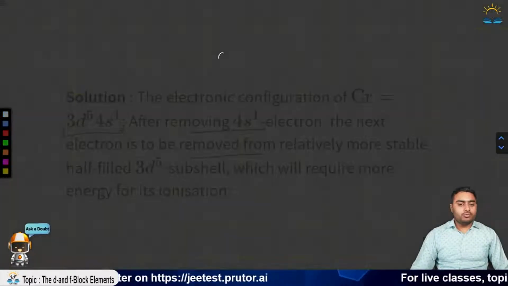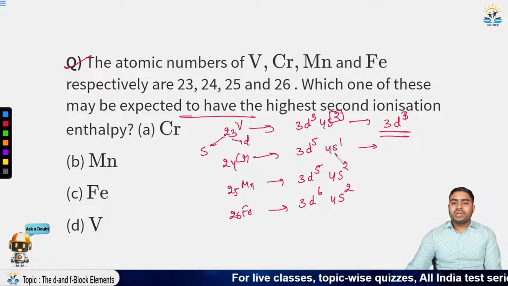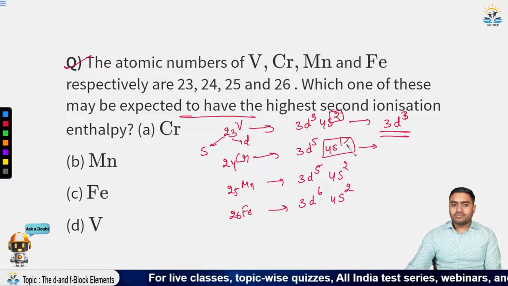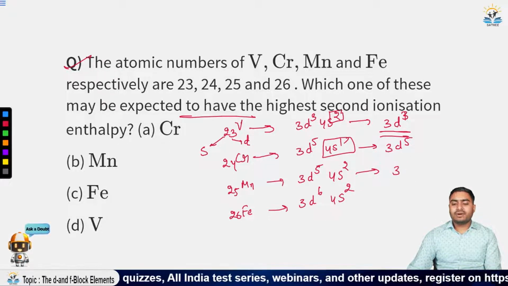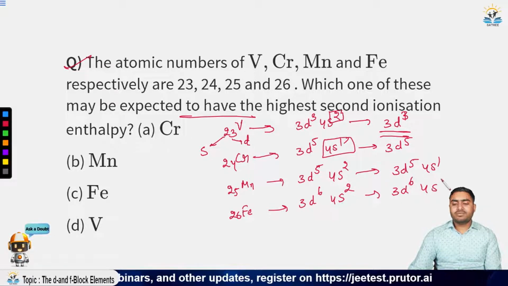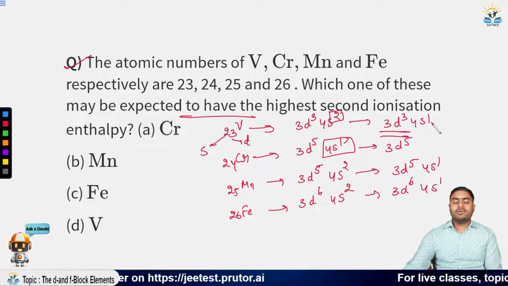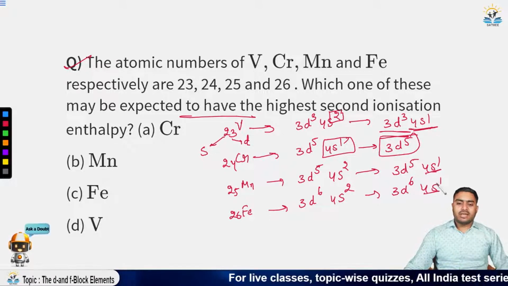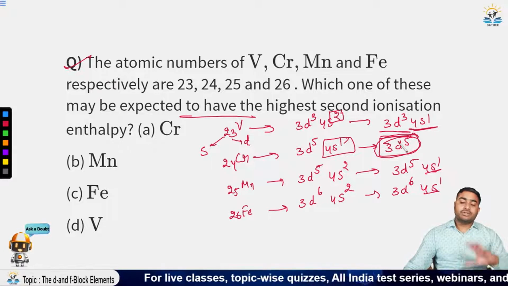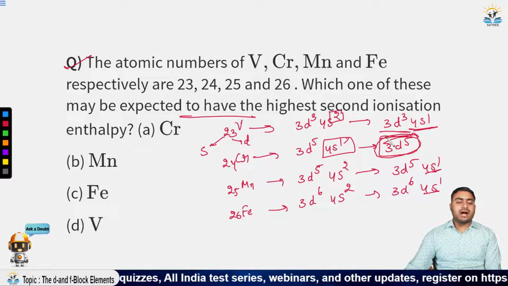If you remove electrons from the other elements, you can see the 3D configurations change: vanadium gives 3D3, manganese and iron give 3D5 4S1 and 3D6 4S1. My point is, in chromium's case, it is half filled, right? So it is easy to remove the S1 in the others as compared to this 3D5. So 3D5 has the highest second ionization enthalpy. That means the answer must be A.